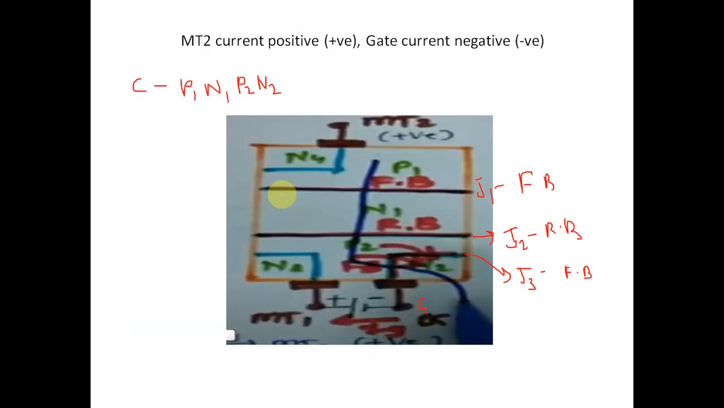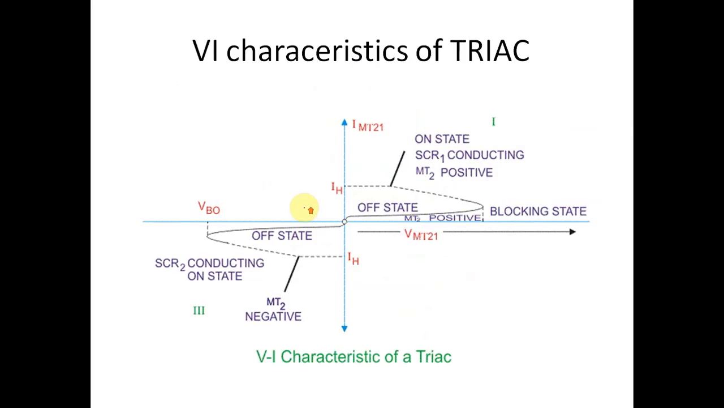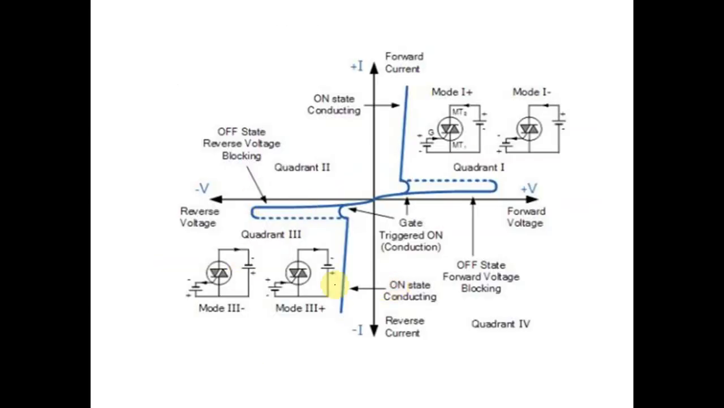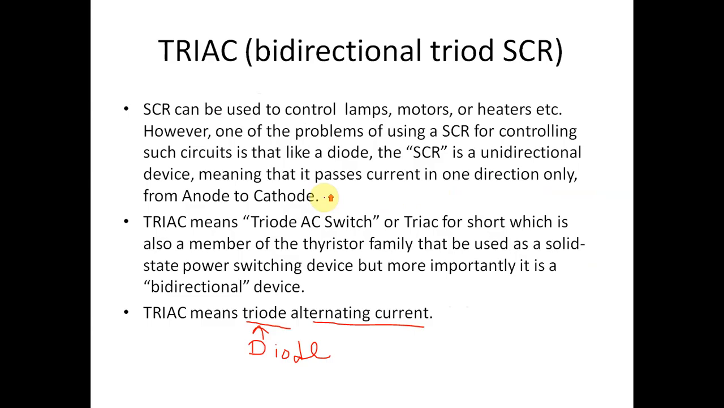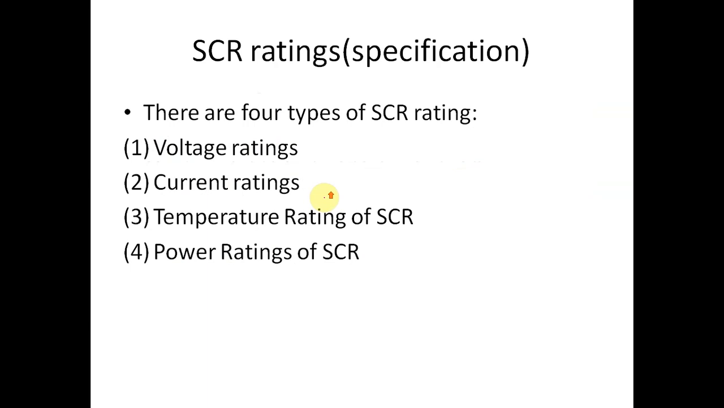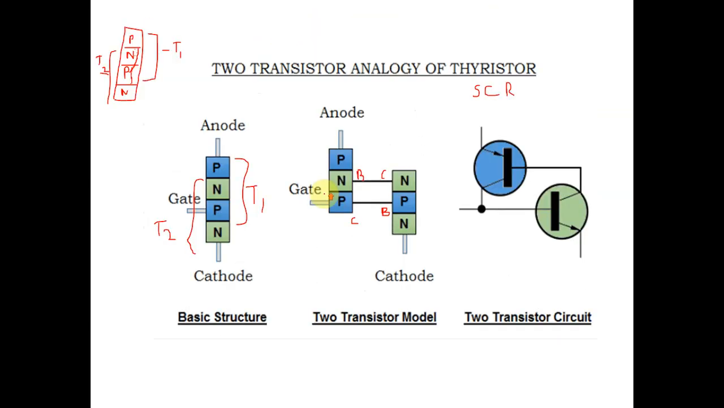So the VI characteristics of triac is like this. This is the VI characteristics of triac. VI characteristics of triac is similar to the SCR. This is the conduction mode. This is the VI characteristics of SCR. Look here.